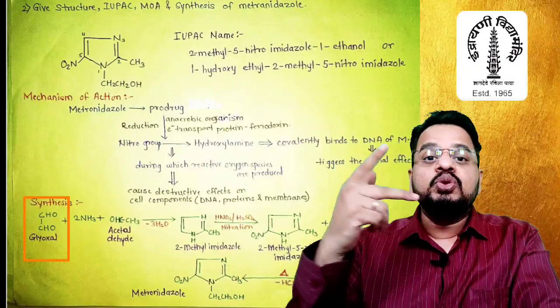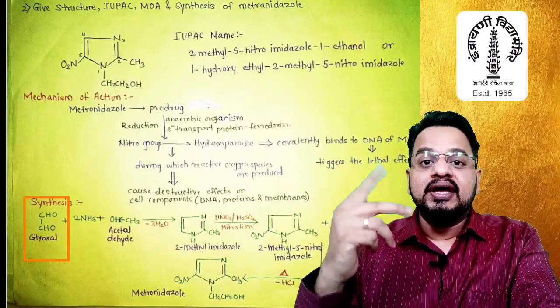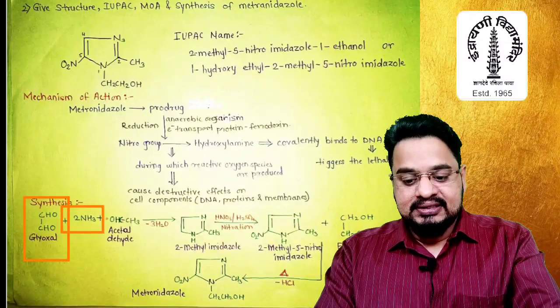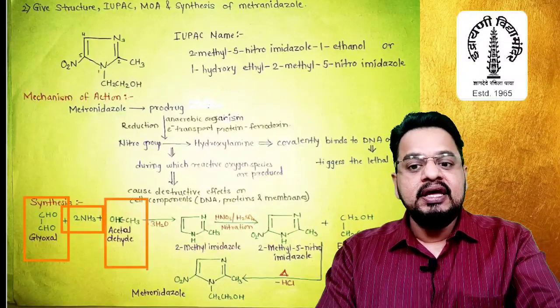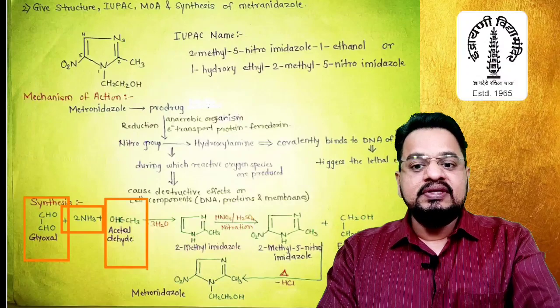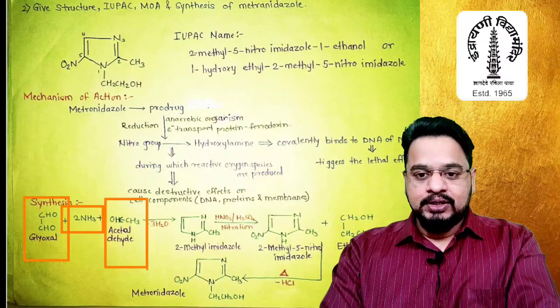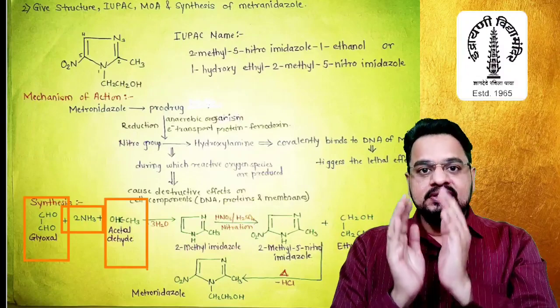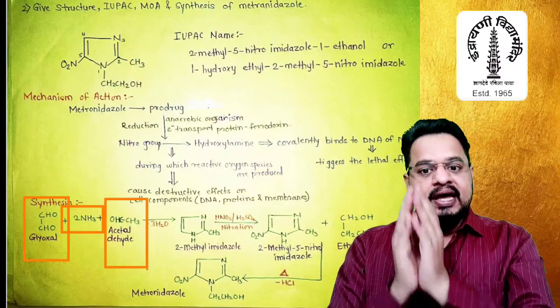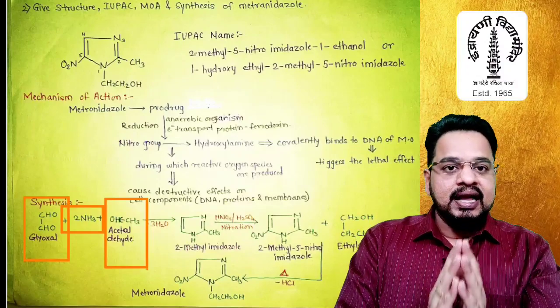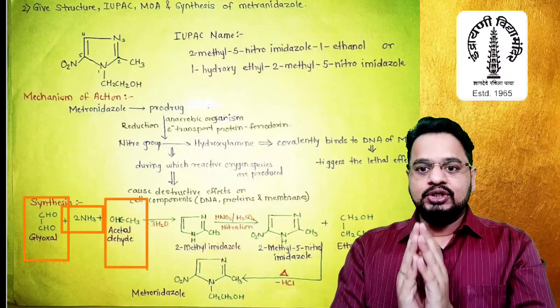What is glyoxal? Two aldehyde groups which are connected to each other, CHO CHO. This is glyoxal. The second thing that is going to be used is the ammonia part, and then CH3CHO. What is that? Acetaldehyde. So during the synthesis of metronidazole, one acetaldehyde, two ammonia molecules and the glyoxal, these three things are used.